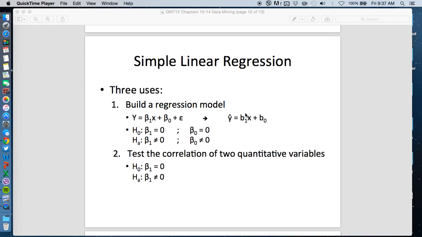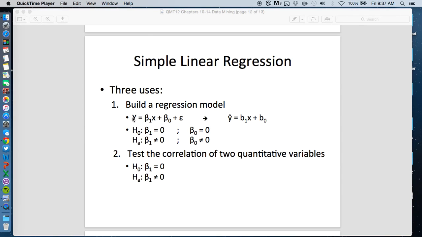Now compared to the 3 other tests that we have discussed so far, simple linear regression actually has 3 uses. It has a lot of uses because we are dealing with quantitative variables. Now the first use of the simple linear regression is that this can be used to build a regression model. Now a regression model is basically an equation that shows the relationship between x and y, and usually it's in the form of the slope-intercept form of equation.